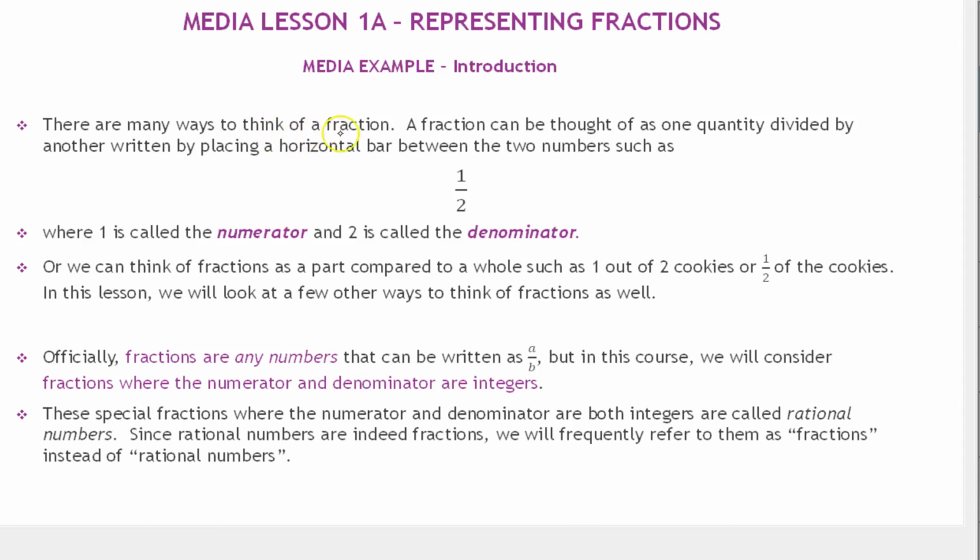So there are many ways to think of a fraction. A fraction can be thought of as one quantity divided by another, written by placing a horizontal bar between the two numbers, such as 1/2. And we're going to look at a few different ways we could say this phrase, or use words to represent this. 1 is called the numerator of the fraction, and 2 is called the denominator. So notice they have different names, and interchanging them, writing 2/1, would be a different number than writing 1/2.